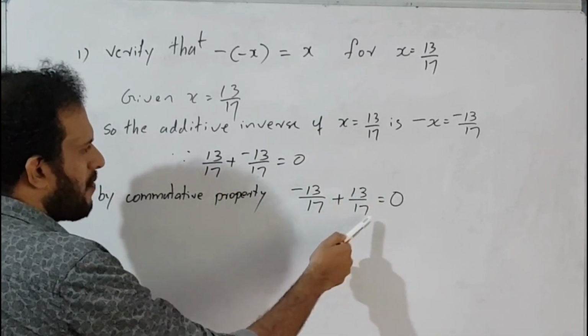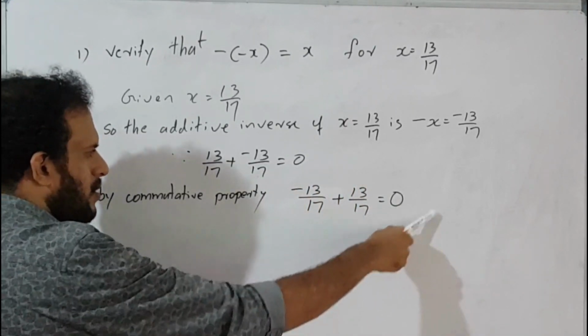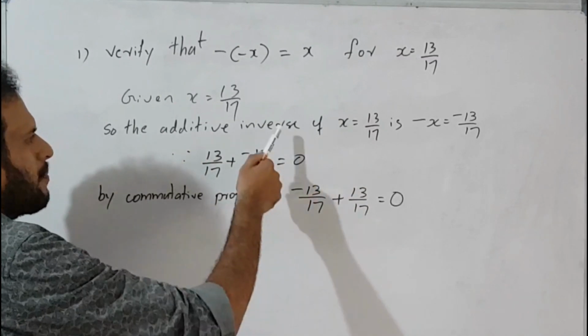-13/17 plus 13/17 is equal to 0. Then my question is, based on this, how do we convert it into a statement like this?